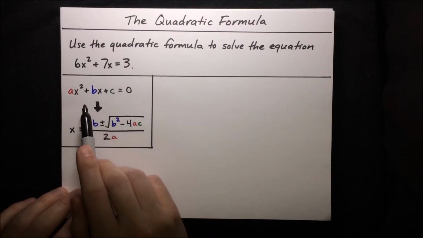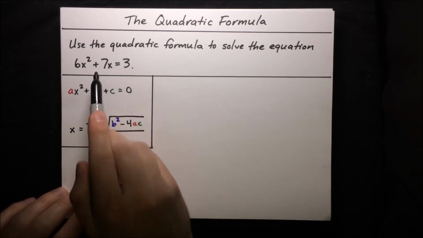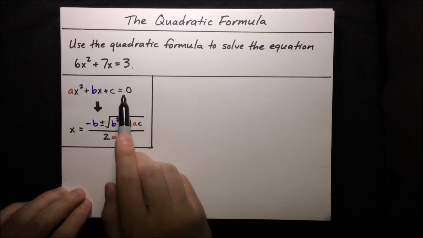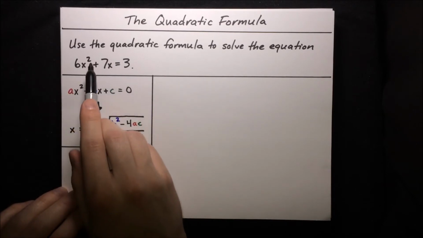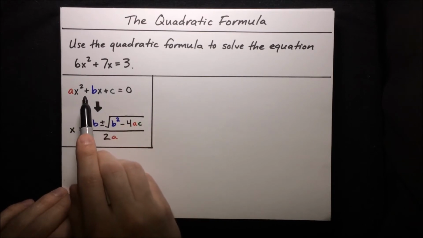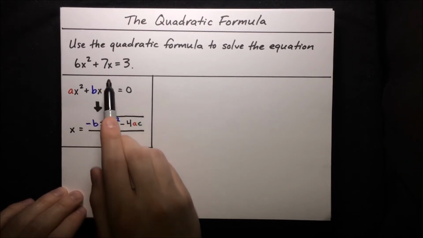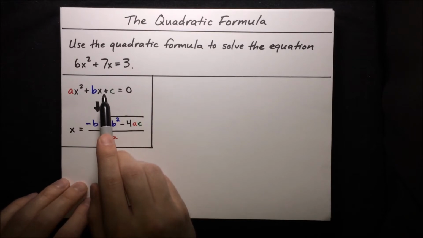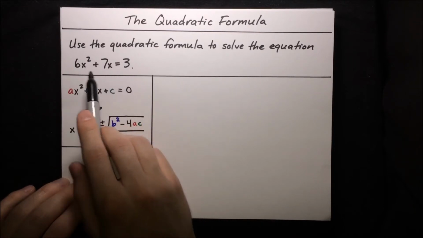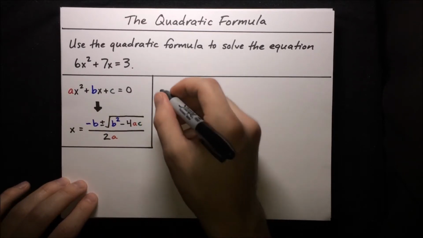Okay, so first step is to convert this equation into this form. Now you'll notice that this equation is almost in this form. We've got our 6x squared, that's kind of our ax squared here, then plus 7x, that's our plus bx, and then the only difference between these two forms is that we need the right-hand side to be 0, and right now the right-hand side is 3. So let's write down this equation and manipulate it so that the right-hand side turns into 0.